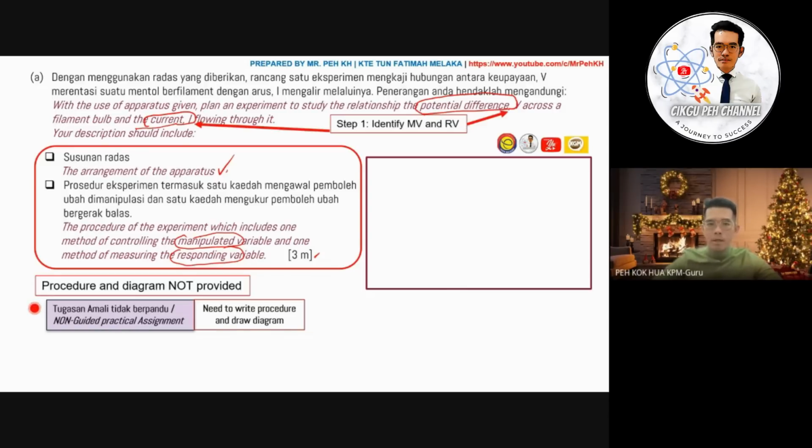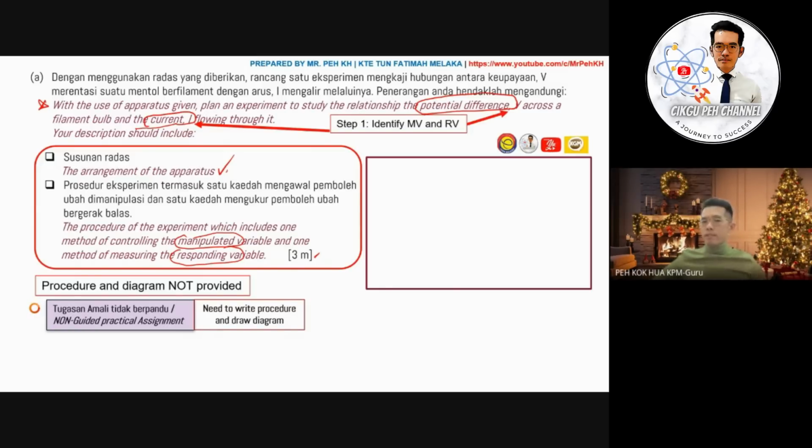Okay, so if you already watched my episode 1 for this experiment, the steps are almost the same for the preparation step. So step 1 here is you need to identify the MV and RV for the experiment. You can see the first sentence here is actually the aim of the experiment, and it requests students to study the relationship of the potential difference and the current. So that means here the potential difference and current will be MV or RV.